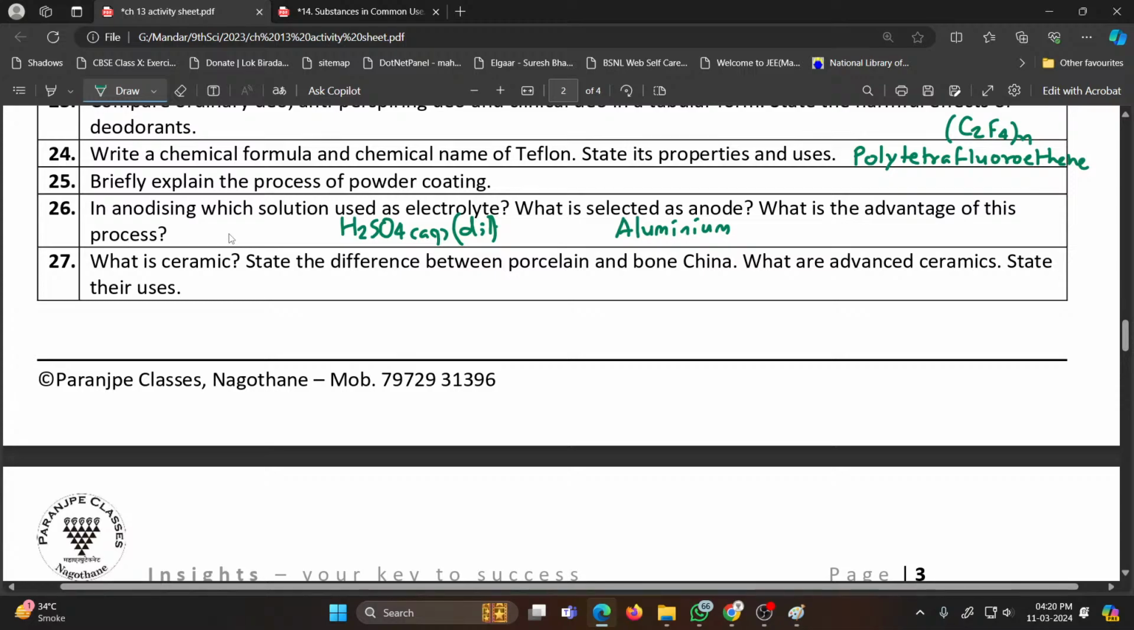In this process, decomposition of water takes place and oxygen gas is produced at the anode. This oxygen gas reacts with aluminium to form a thick aluminium oxide layer on the aluminium article, which prevents the further corrosion of the surface.